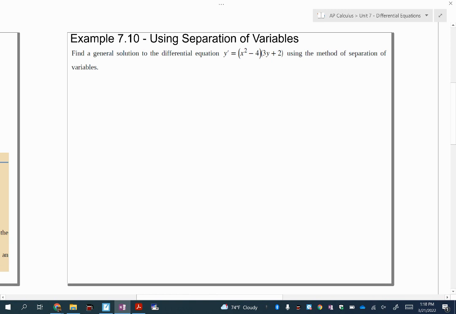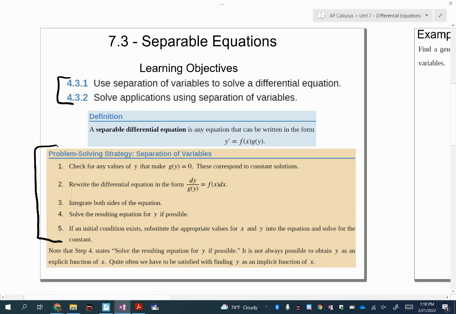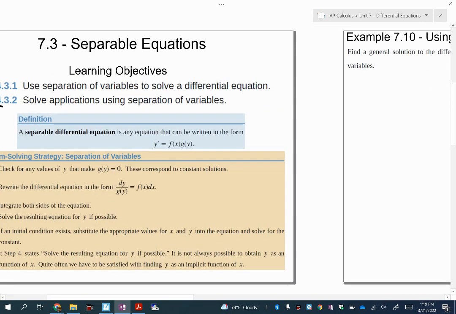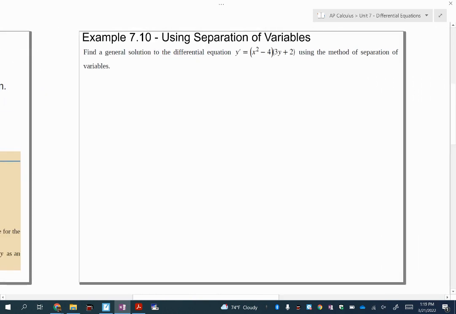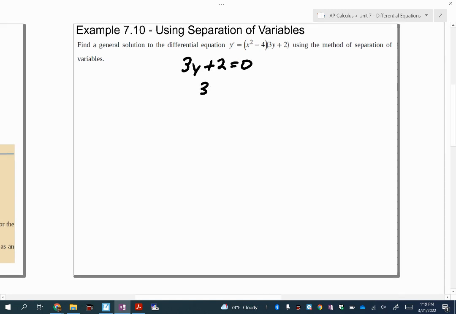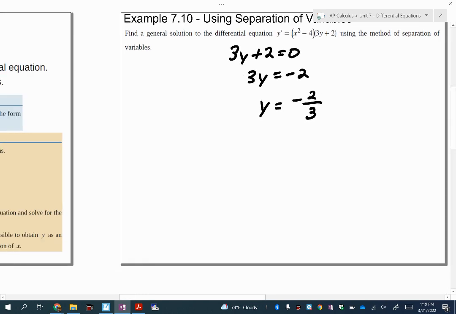We're given this general solution to the differential equation: y prime equals x squared minus 4 times 3y plus 2. I didn't have to do any algebra to get these two different functions in terms of x and y. For the first step, I'm going to find if there are any constant solutions by setting my y function equal to 0. So I'm going to write 3y plus 2 equals 0. This is a linear equation, and you've been solving these since you were probably 14 years old. You move it over to get negative 2, so y equals negative 2/3. That's step 1 done.